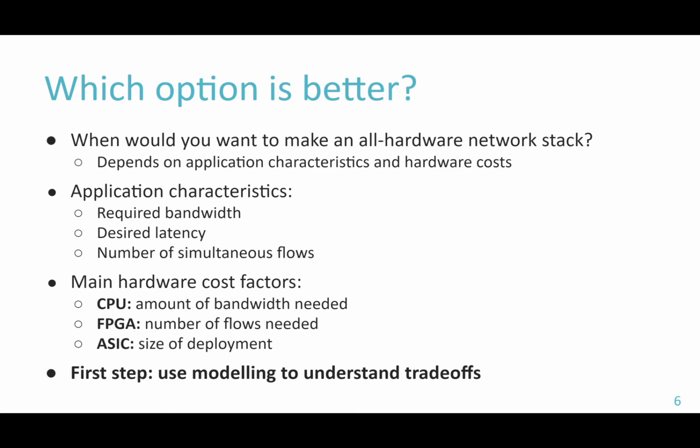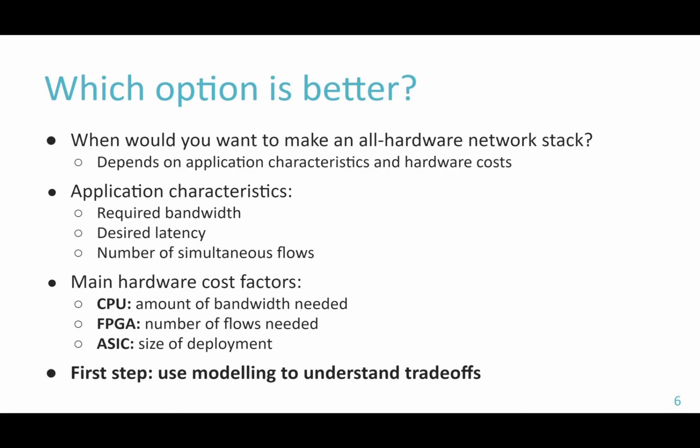So we looked at application characteristics and hardware costs, and these include the costs to use CPU cores for network processing. The main factors we looked at for application characteristics are required bandwidth, desired latency, and number of simultaneous flows.